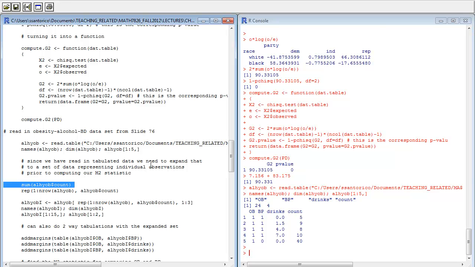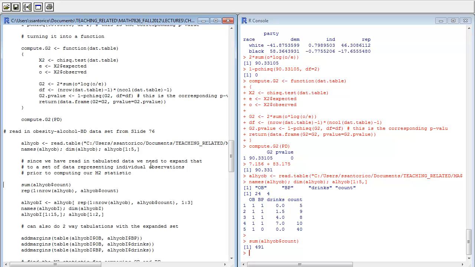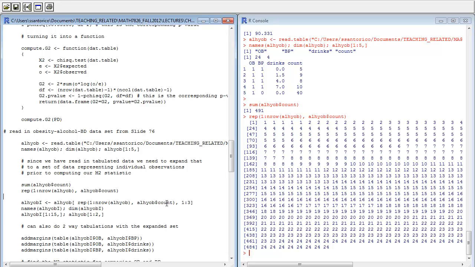Summing up my counts. So if I sum up that last column, right, so $count gets me to this variable here, and I have 491 observations. Here, I'm doing some work to actually get, instead of having counts, an observation for each individual. And that might be something you want to step through.